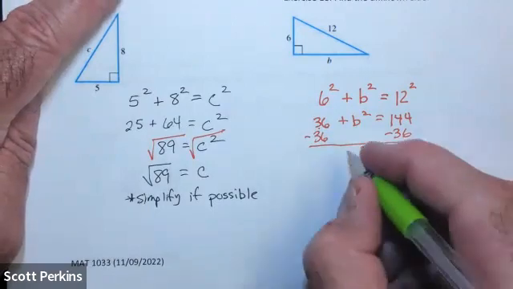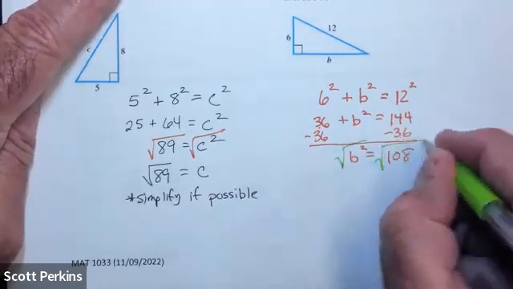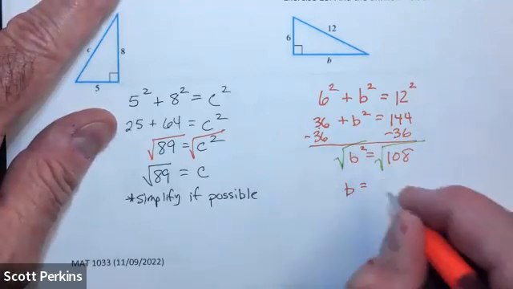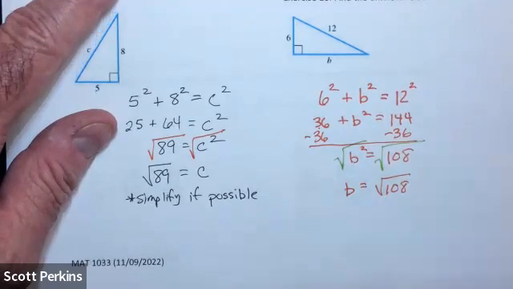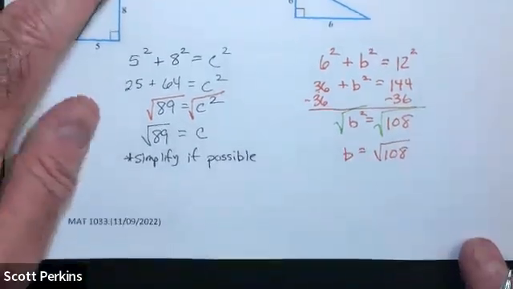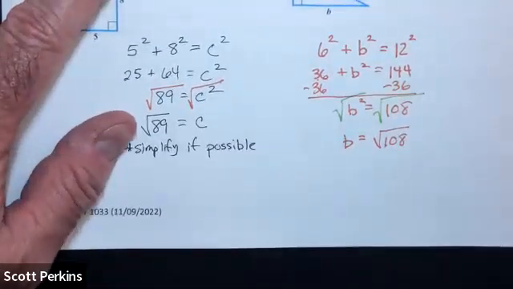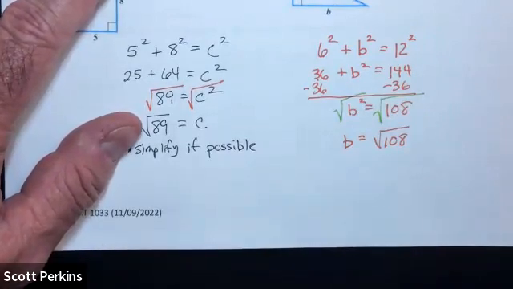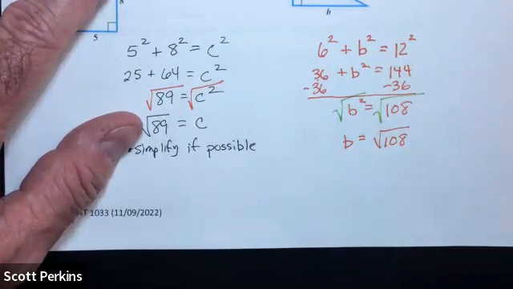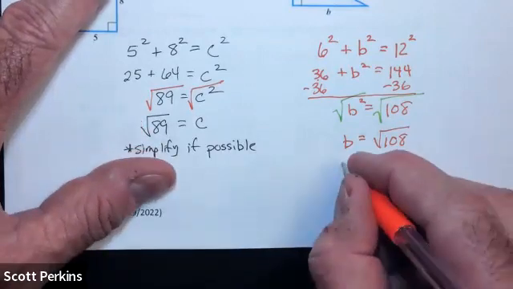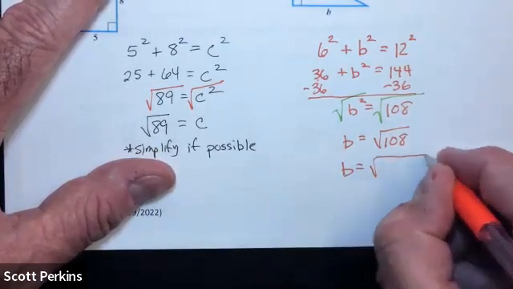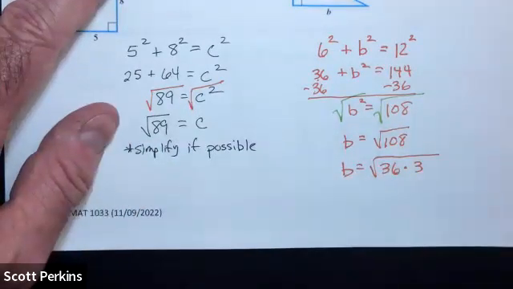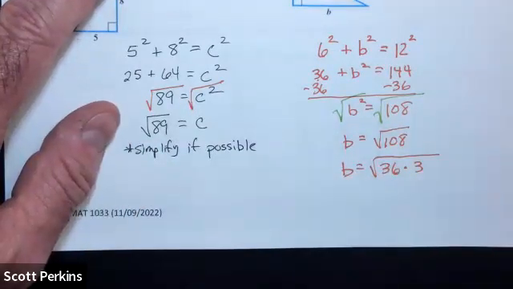Just like you told me on the last problem, I'm now going to take the square root of both sides. The square root of b squared is b, and then the square root of 108. So then the question is, is there a factor on my perfect square list, if you need to flip your page to see it, that goes into 108? Anybody get that far? All right, well, I'll give you a little help. 108 is 36 times 3.